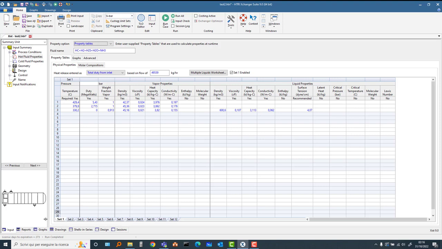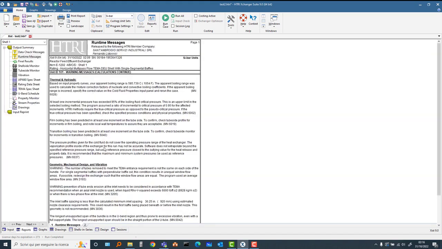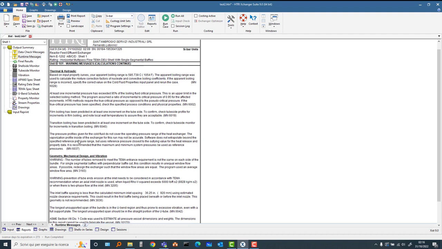Let's look again at the summary unit, but at each single unit. So input, the reports here. Full boiling, pressure profiles, we have seen. Number of tubes to meet the TEMA entrance requirement is not the same. Well, it is not a terrific problem. Prevention of tube ends erosion at the inlet needs to be considered in accordance with TEMA. The inlet baffle spacing is less than the calculated minimum inlet spacing.